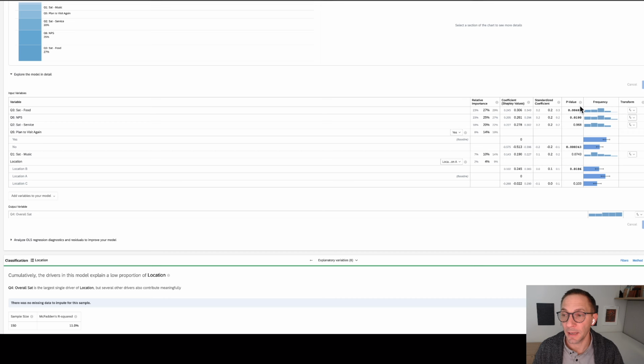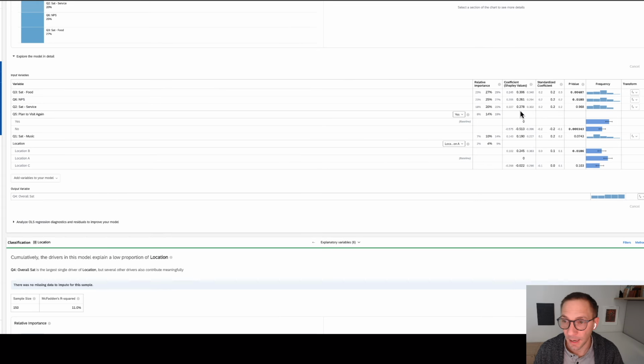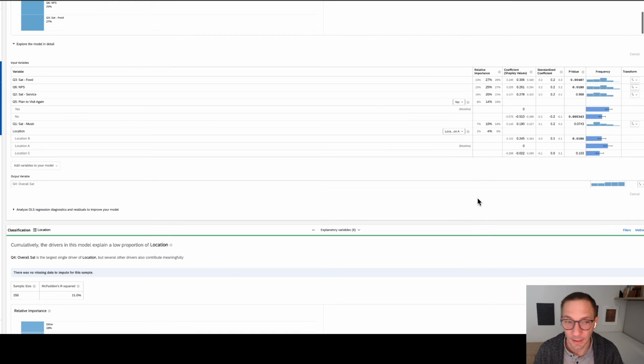I would want to put money into satisfaction with food, but maybe satisfaction with service doesn't seem to be doing anything. So if I try to put money into training or other things like that, it's probably not going to give me the most bang for my buck at this point. But NPS, the likelihood they recommend to a friend or relative, that is significant. As NPS goes up by 1 point, we'd expect overall satisfaction to go up by 0.261 while controlling for these other variables, right? Satisfaction with service, again, while controlling for these other ones, it doesn't predict.